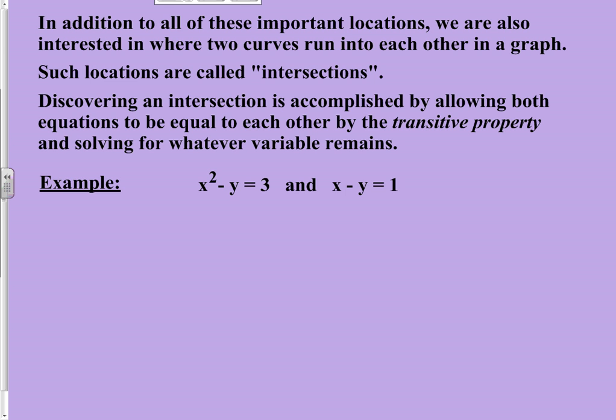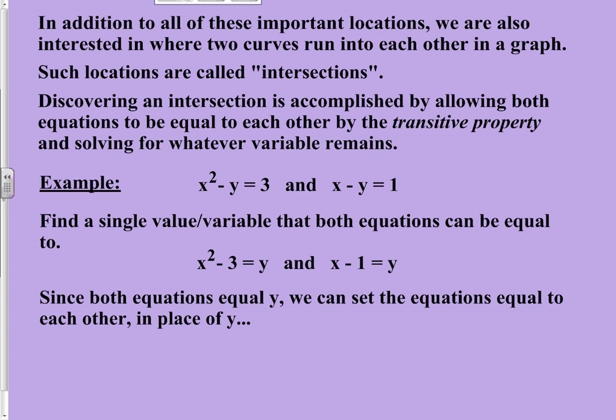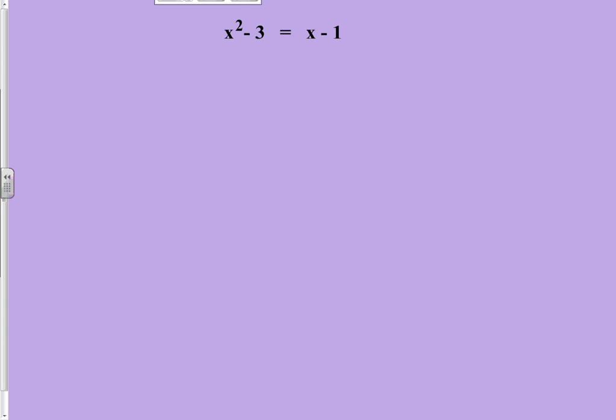Okay, so what I did here is find a single value or variable that both equations can be equal to, and it occurred to me that the y's were both easily isolated in each of these equations. Well, the transitive property says if y is equal to x squared minus 3 and y is also equal to x minus 1, then x squared minus 3 and x minus 1 must actually be the same value. As such, we can set them equal to each other and then proceed to solve for the variable that remains, which is in this case an x.